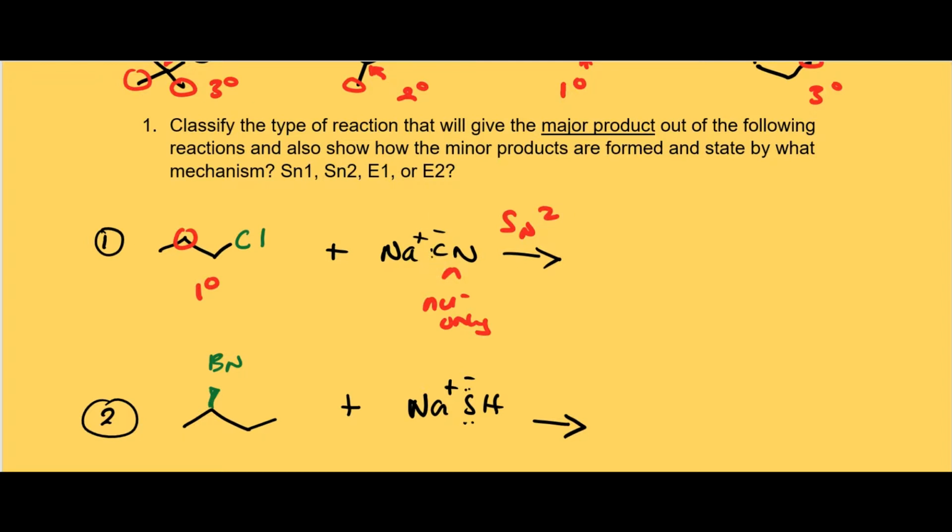For the mechanism, the nucleophile just uses its lone pair to attack this carbon, because that carbon is bonded to an electron-withdrawing group. So it's partially positively charged. That's why we're attacking it, and the chloride leaves. So you're going to end up with this product.